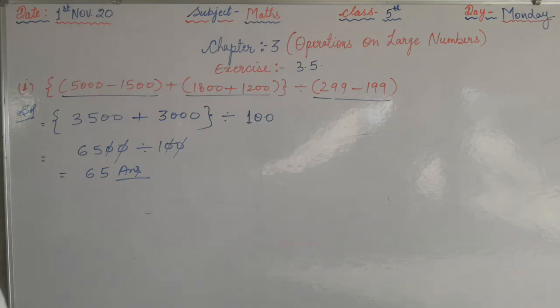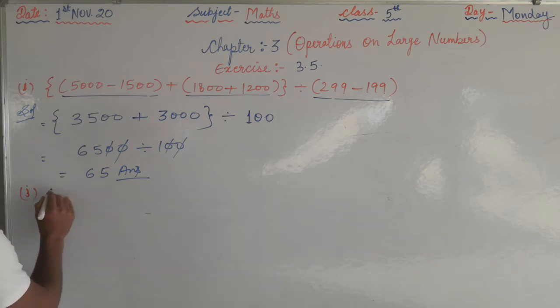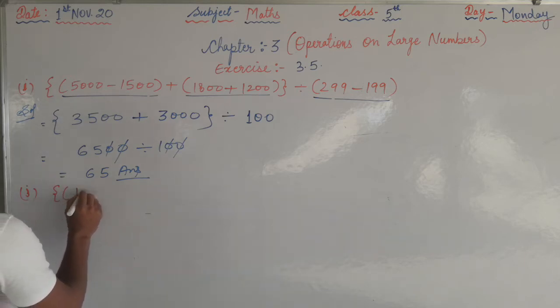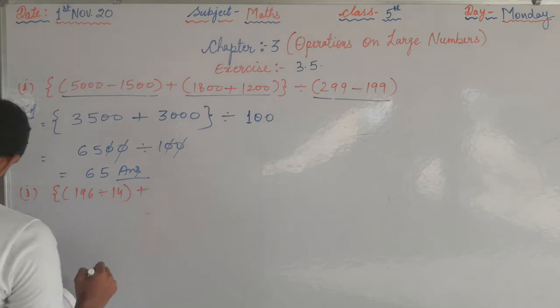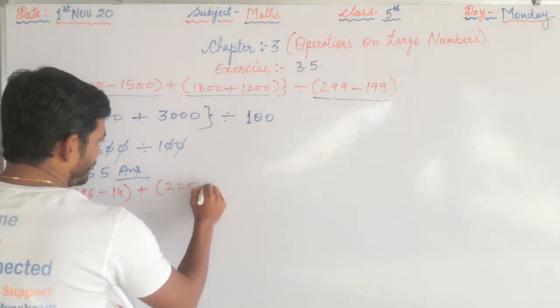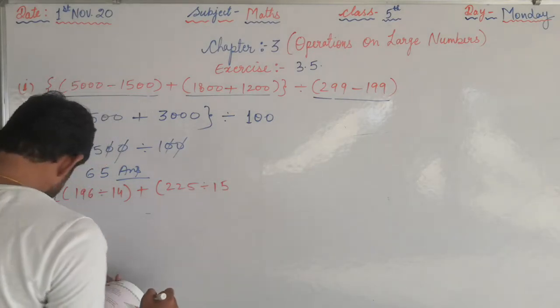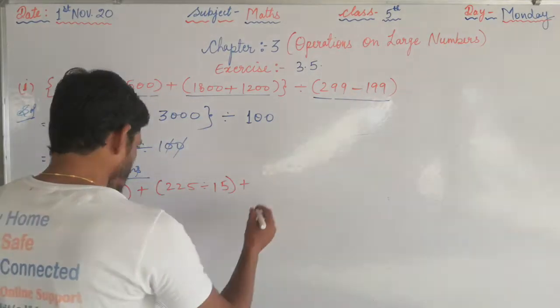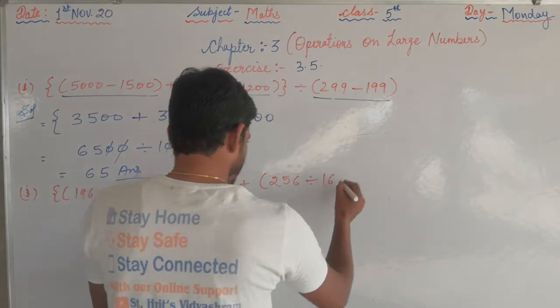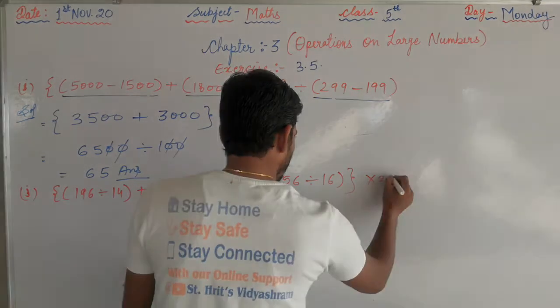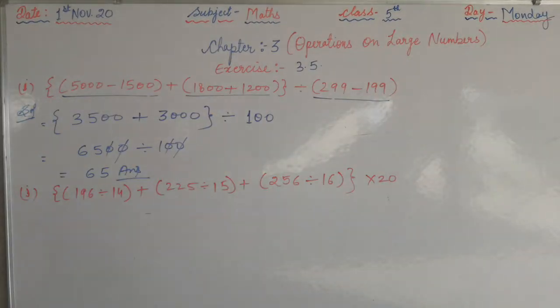Now see the next question and the last question of question number 1. See the last one, that is question number J. 196 divided by 14 plus 225 divided by 15 plus 256 divided by 16, multiplied by 20. Here this is your question.